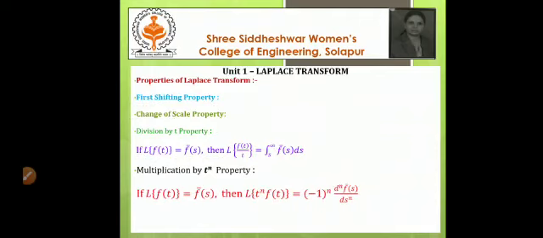In case of division by t property, we have to integrate f bar of s with respect to s, while in case of multiplication by t raised to n property, we have to differentiate f bar of s with respect to s. Now we will see one example which can be solved in two different ways.